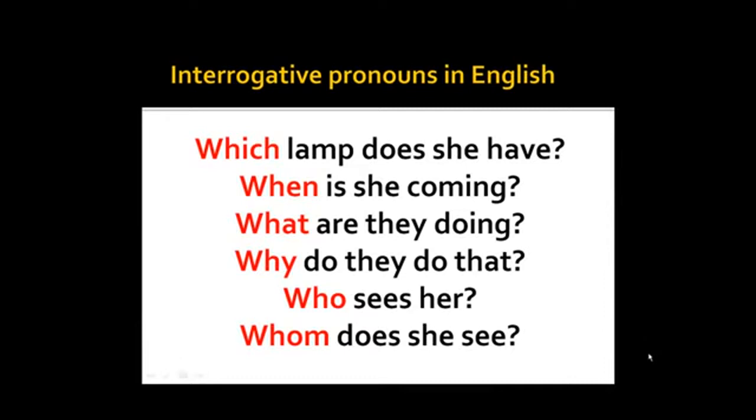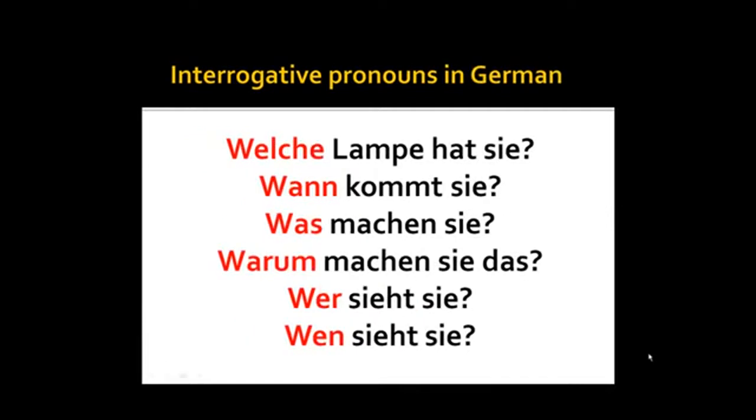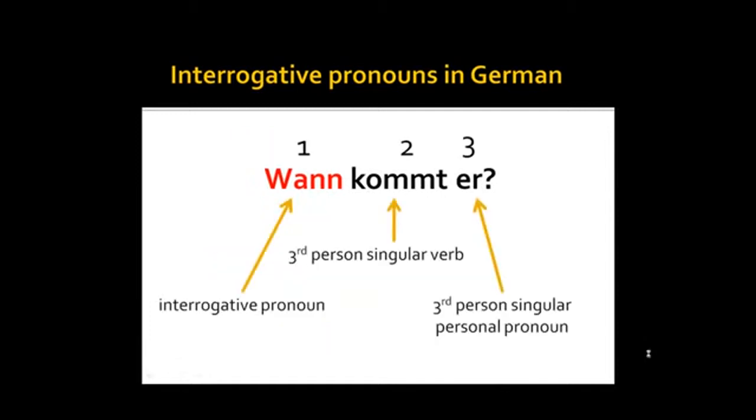Now, the equivalent of these sentences in German are: Welche Lampe hat sie? Wann kommt sie? Was machen Sie? Warum machen Sie das? Wer sieht sie? And wen sieht sie? You'll notice that in both German and English, the interrogative pronouns, which I've highlighted here in red, all come at the beginning of the sentence.